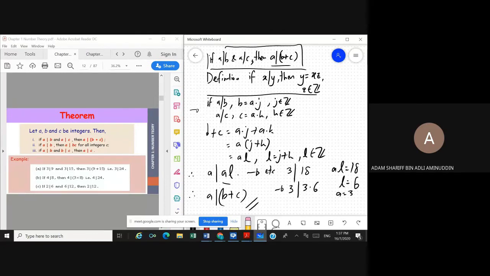Please, if you have any question about this theorem and its proof, you may ask right now. Okay, no question. If no question, I will proceed with the next theorem.